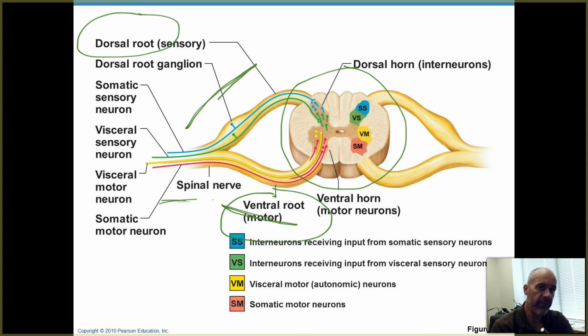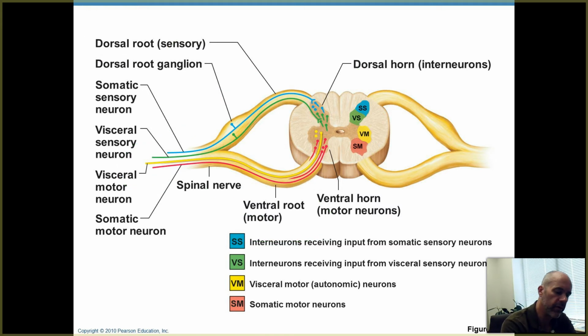Your sensory afferent axons travel through the dorsal root as they enter the spinal cord. The axons of your motor neurons head out through the ventral root on the anterior side. Once you reach the main part of the spinal nerve itself, those axons of the sensory and the motor neurons can be bundled together, but they do split apart just before you reach the spinal cord itself. You have that division into a dorsal root and a ventral root.